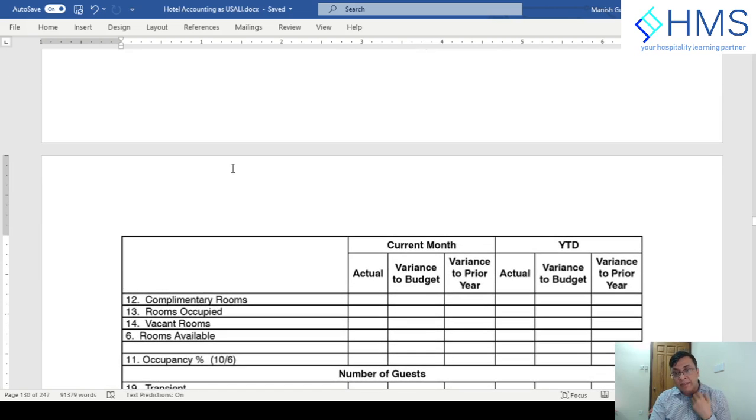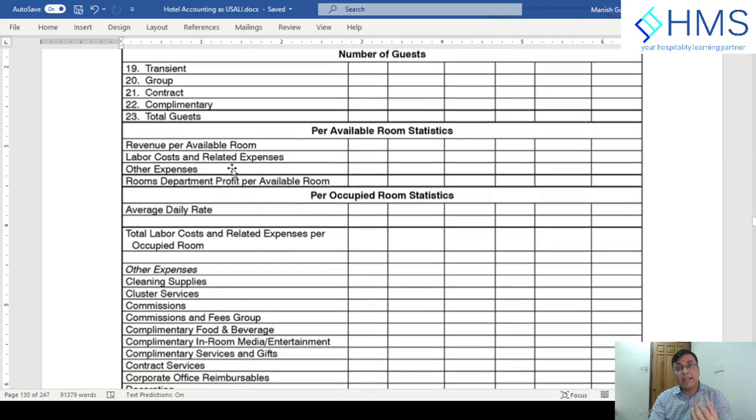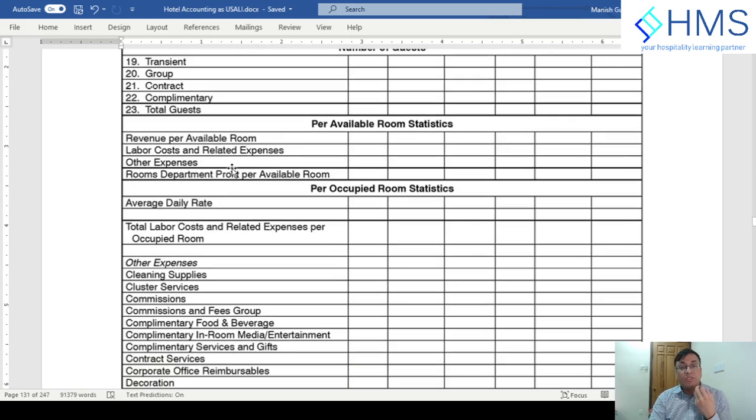Then the other statistics that you may want to dissect into the room revenue are the per room statistics, per occupied room statistics. Per occupied room statistics is usually for the other cost, which is the other revenue cost. The labor cost usually is by available room because it's of a fixed nature, but you can have the per room statistic in two parts. One is per available room, one is per occupied room.